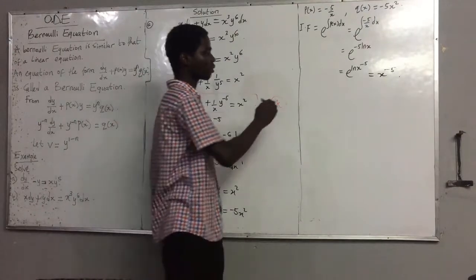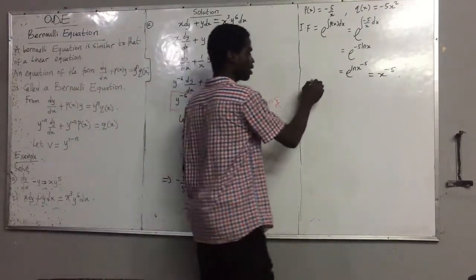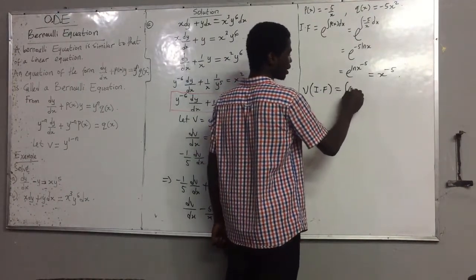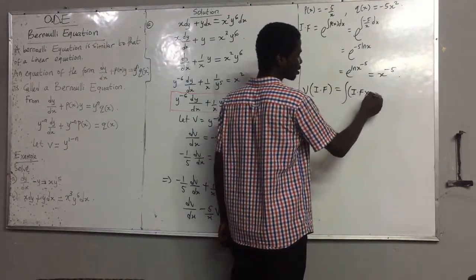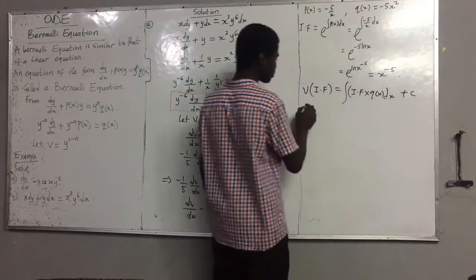So what will be the solution? Don't forget v. Instead of y, don't forget I've changed it to v. V times integrating factor equals integral of integrating factor times q of s ds plus c.